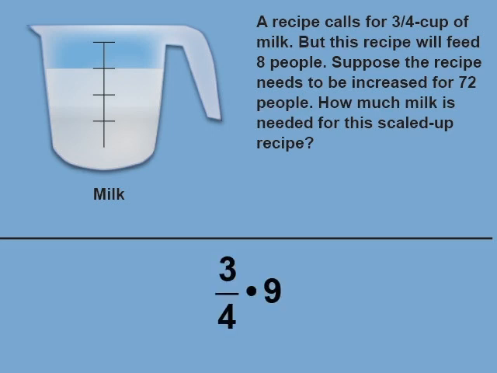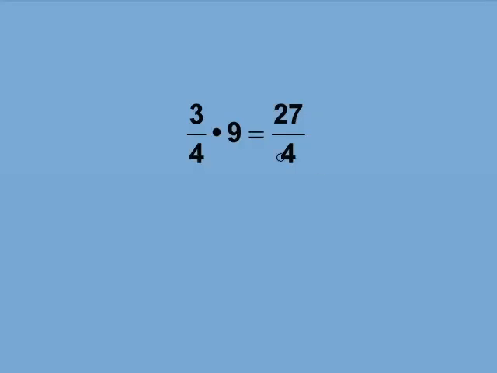Since the denominator and the whole number don't have any common factors greater than 1, multiply the whole number and the numerator as shown here. This results in the improper fraction 27/4, which becomes the mixed number 6 3/4. Let's look at another example.